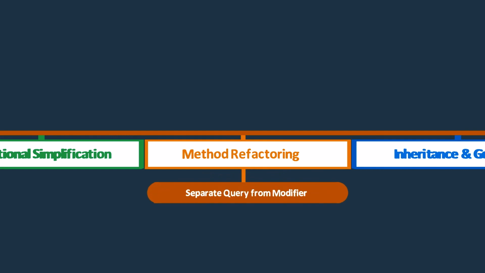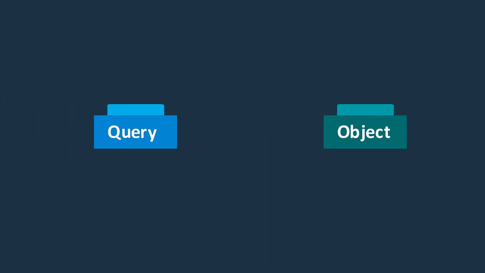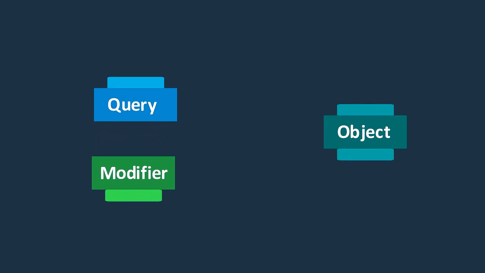Okay, what does separate query from modifier mean? In programming, a query is a piece of code that retrieves data from an object. It's commonly used to retrieve data or perform calculations based on the object's current state. On the other hand, a modifier is a piece of code that changes or updates the state of an object. It can modify properties or perform any operations that alter the object's state.